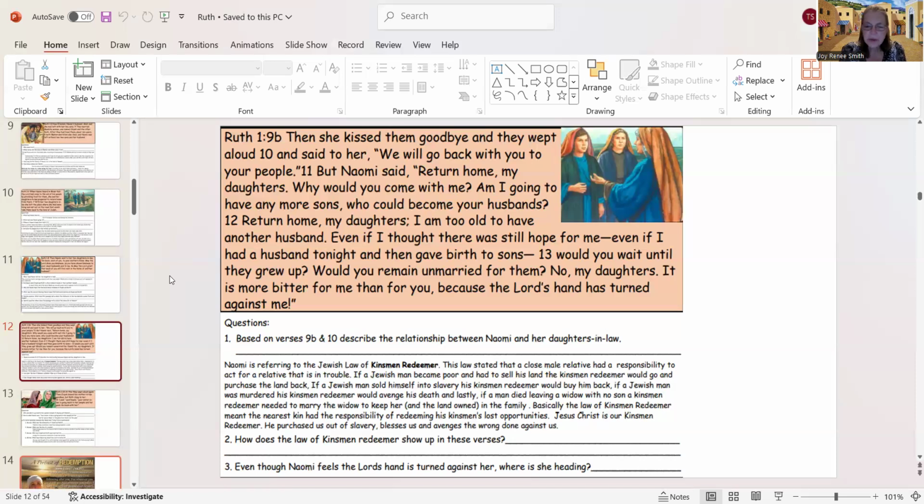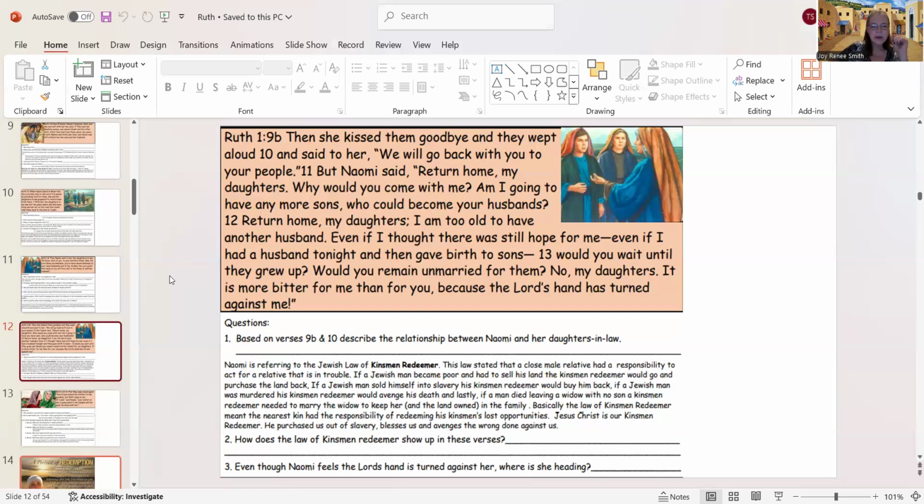Basically, the law of kinsman redeemer meant that the nearest kin had the responsibility of redeeming his kinsman's lost opportunities. Jesus Christ is our kinsman redeemer. He purchased us out of slavery, blesses us, and avenges the wrong done against us.